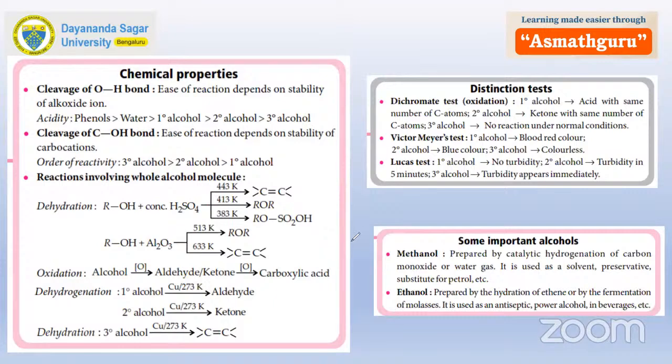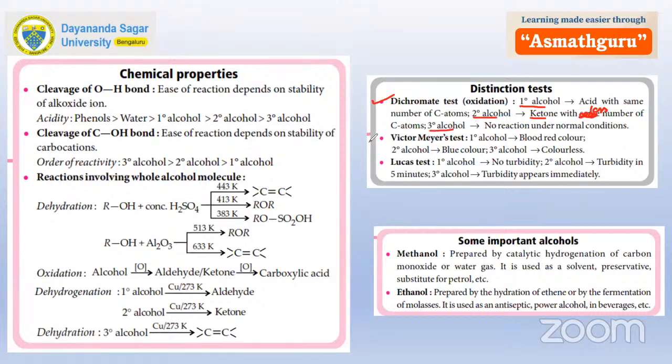Then let us see a few tests for alcohols also. Which are the tests we are having? We are having the dichromate test. If you take a primary alcohol in the dichromate test, you get an acid with the same number of carbon atoms. Whereas a secondary alcohol gives you a ketone with a lesser number of carbon atoms. Tertiary alcohol, no reaction. So primary alcohol gives an aldehyde, secondary alcohol gives a ketone with fewer carbons, tertiary alcohol gives no reaction.